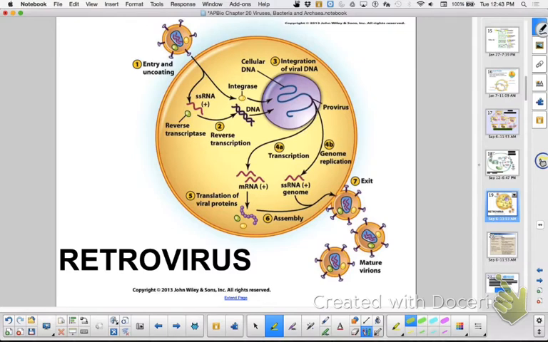And then what will happen is once it's in that host cell chromosome, it acts just like we talked about before as a provirus or a prophage and can lay latent until something triggers it to leave the host cell chromosome and enter into biosynthesis.